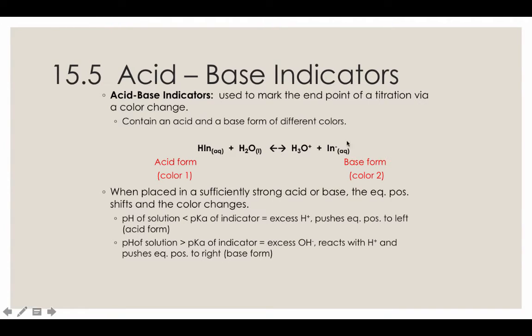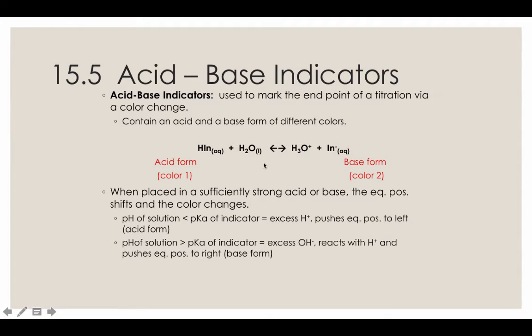Consider what happens when we place this indicator in an acid or a base. This will cause the equilibrium position to shift. If we add it to a solution where the pH of the solution is less than the pKa of the indicator, the excess H+ will push the equilibrium position to the left, resulting in an equilibrium position that favors the acid form, turning the acid color. For phenolphthalein, this would be clear.